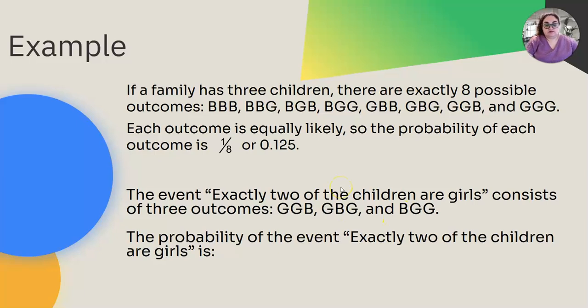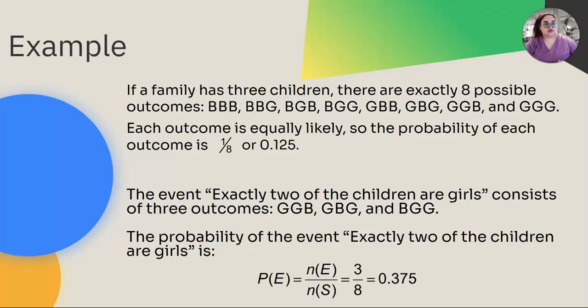The probability of this event, that 2 of the children are girls, is 3 out of 8. So 0.375. Notice that when we're talking about probability, you can use a fraction or you can use a decimal. When you're using a decimal, you use 3 places after the decimal. That's 3 significant figures.